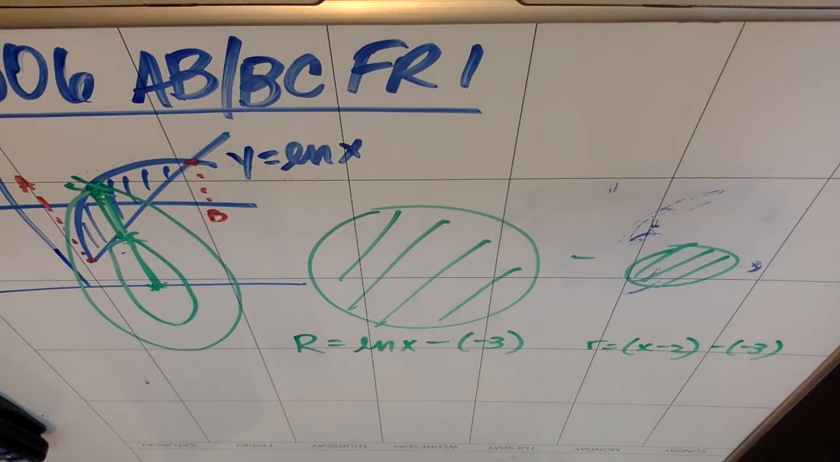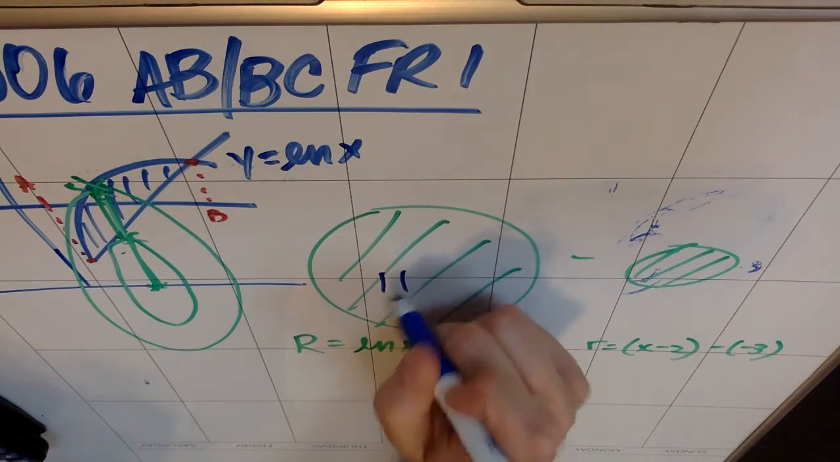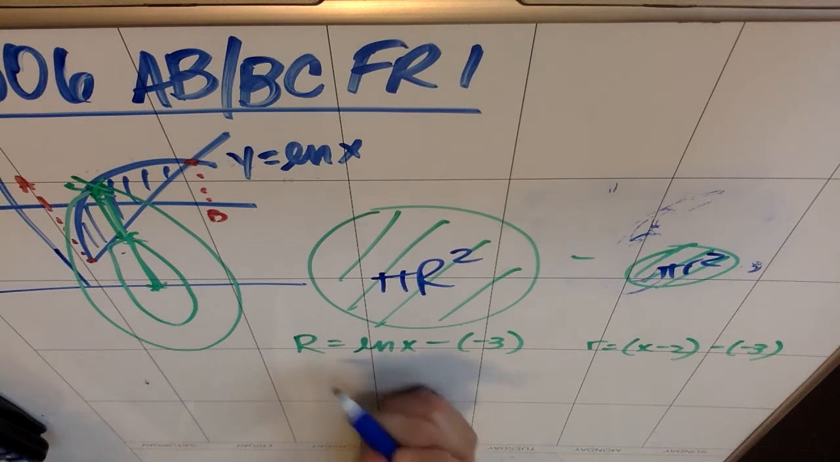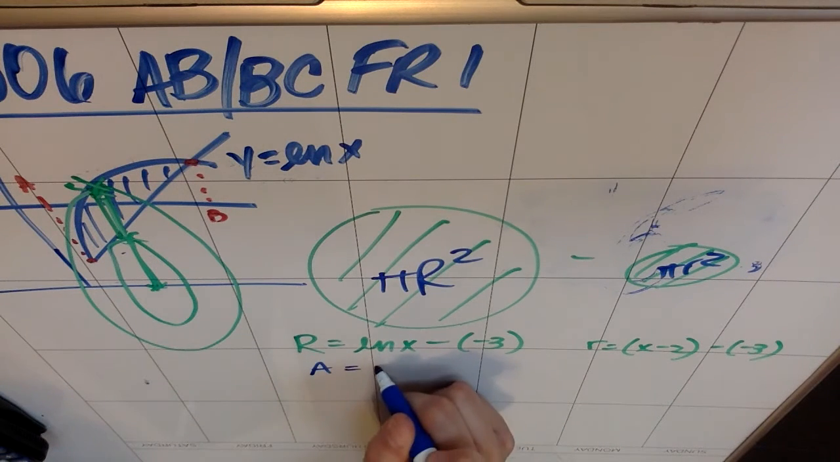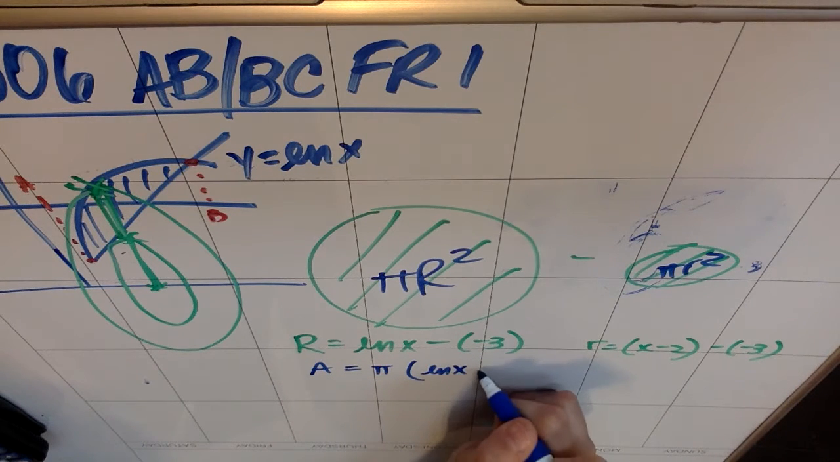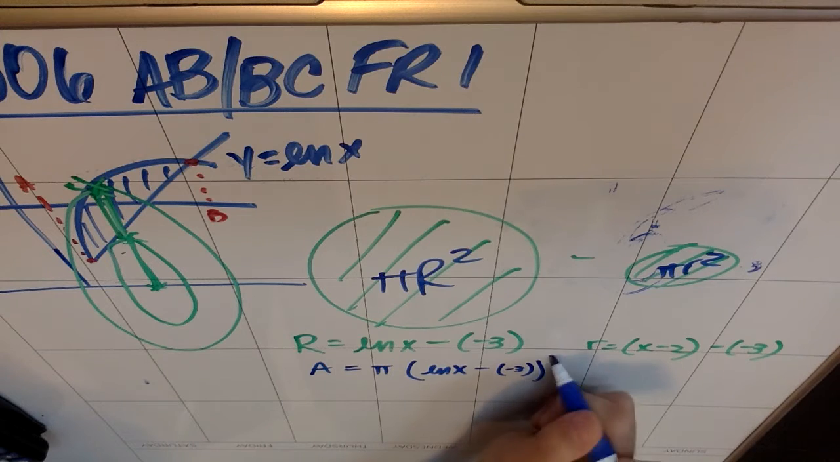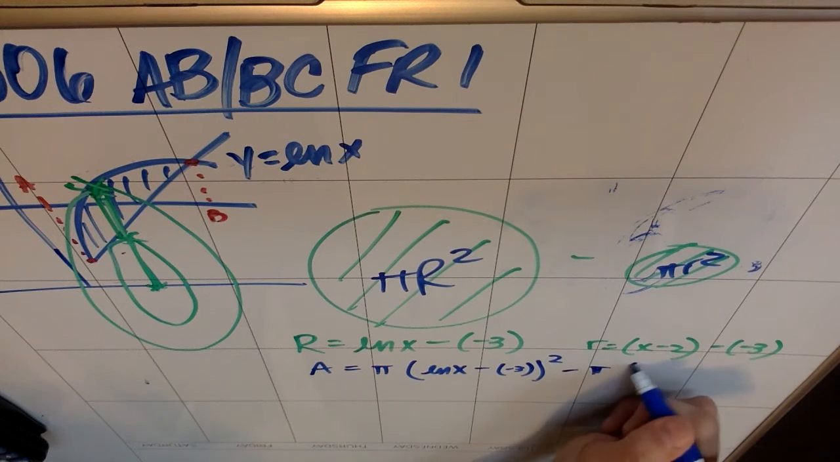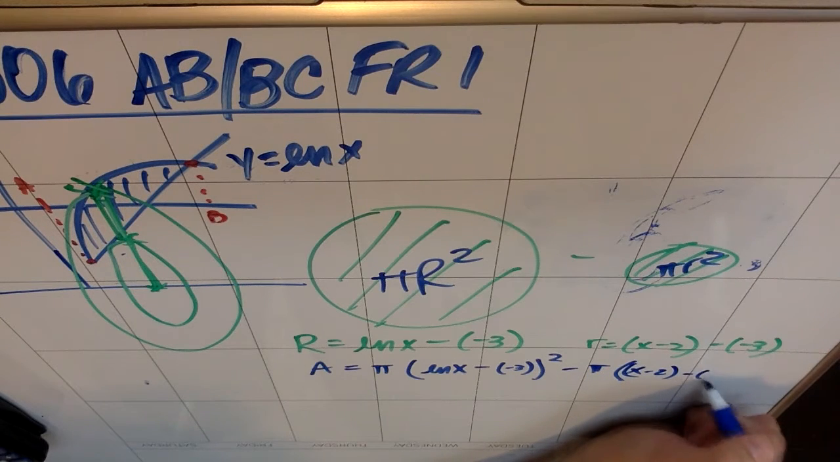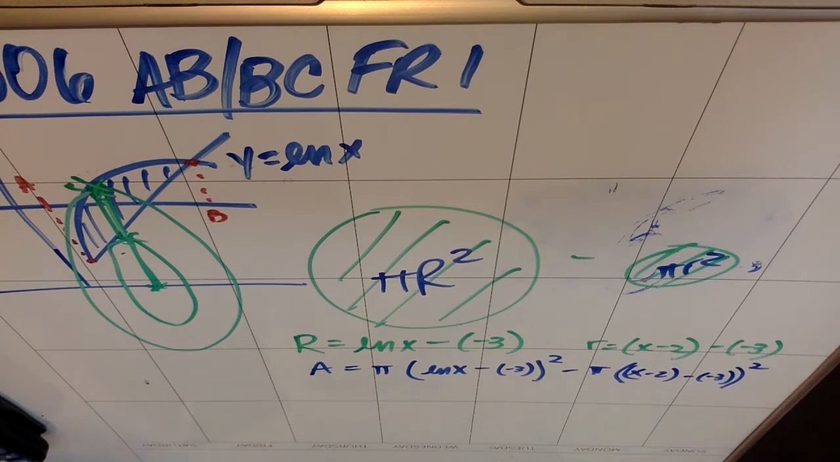Now, it's not wrong to leave it looking like this. So the area of this circle would be pi big R squared, and the area of this circle would be pi little r squared. So the area of this whole annulus shape, one slice of this annulus, is pi big R squared, which is natural log of x minus a -3, quantity squared, minus pi little r squared, which is x minus 2, in parentheses, minus a -3, whole quantity squared.